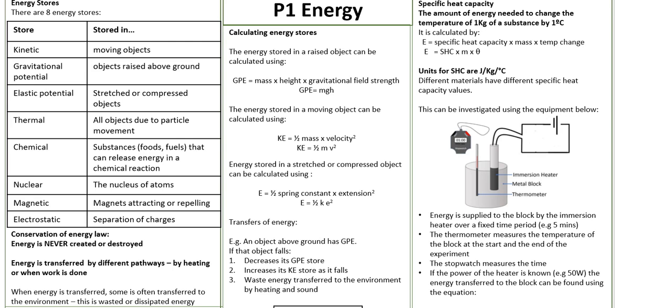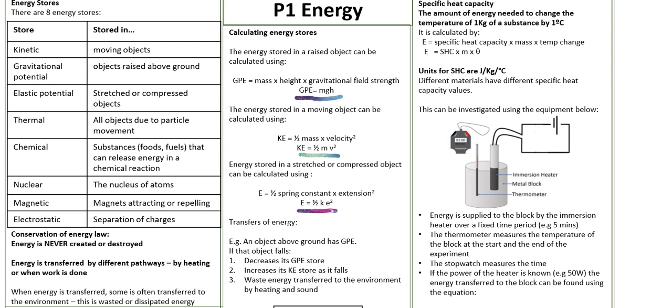Calculating energy stores. The energy stored in a raised object can be calculated using GPE equal to mass times height times gravitational field strength, or GPE is equal to mgh. The energy stored in a moving object can be calculated using KE is equal to half times mass times velocity squared, that is half mv squared. Energy stored in a stretched or compressed object can be calculated using energy is equal to half k e squared.